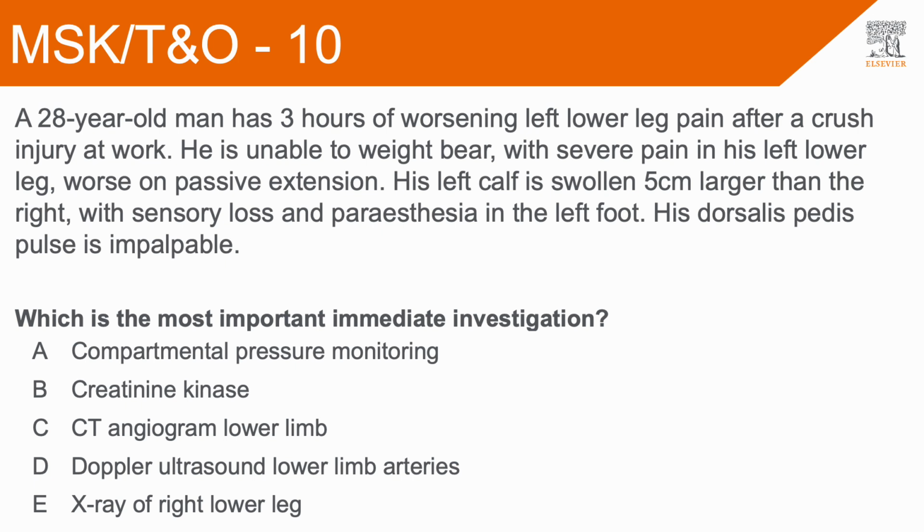Which is the most important immediate investigation? A. Compartmental pressure monitoring. B. Creatinine kinase. C. CT angiogram lower limb. D. Doppler ultrasound lower limb arteries. Or E. X-ray of right lower leg. I'll just give you a few moments to think about the correct answer.